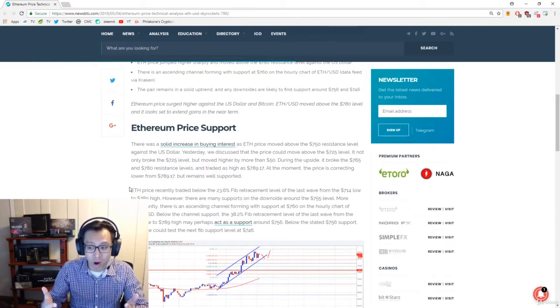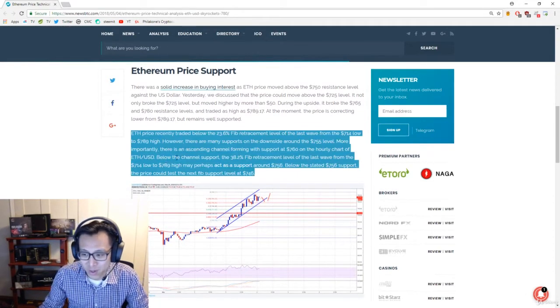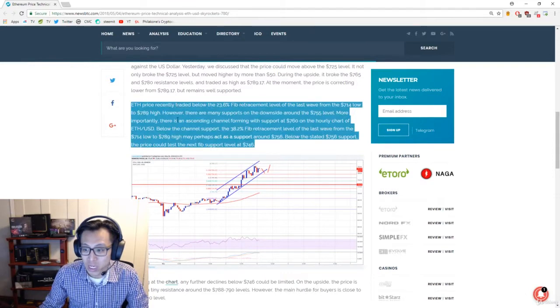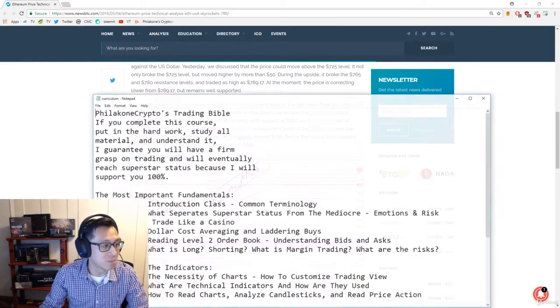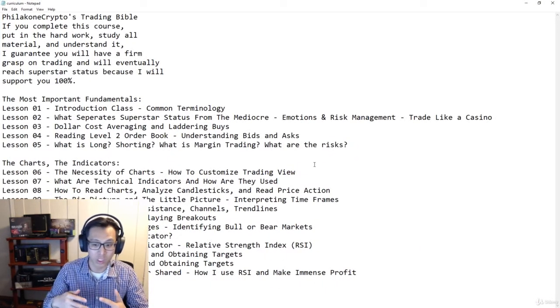Okay, so let's talk more about some technical indicators here, right? For example, here they're talking about Ethereum price trading recently below the 23.6 Fibonacci retracement level of the last wave. So they're talking about Fibonacci retracement, right? And this is more so just an introduction class to what charts are, right?